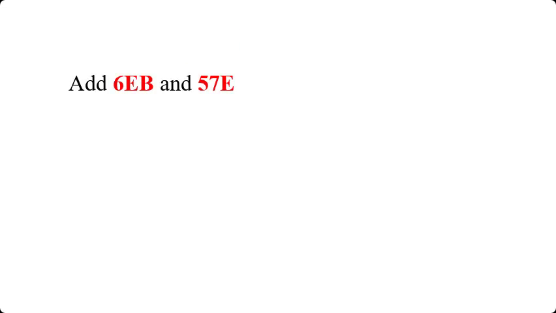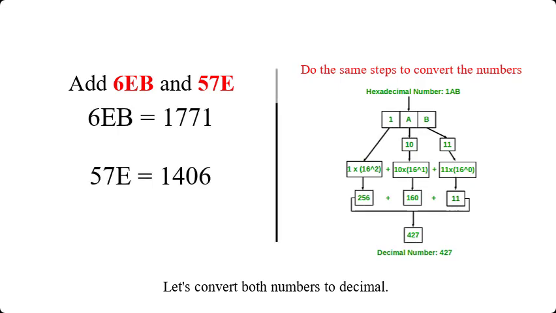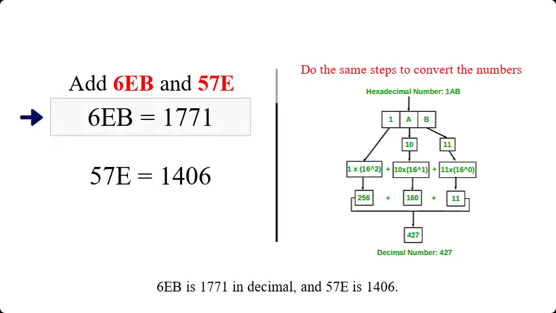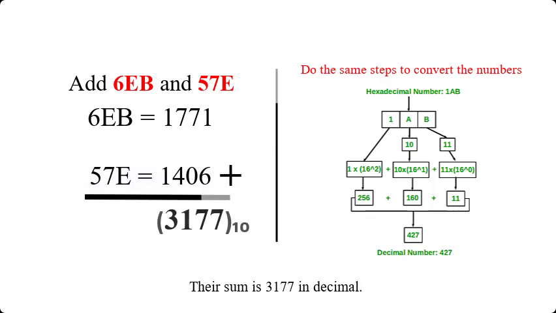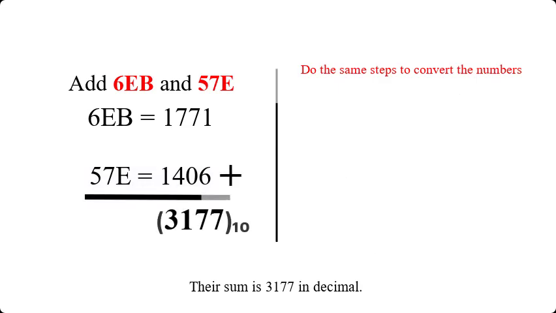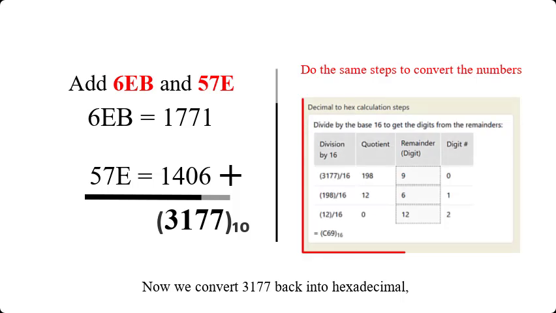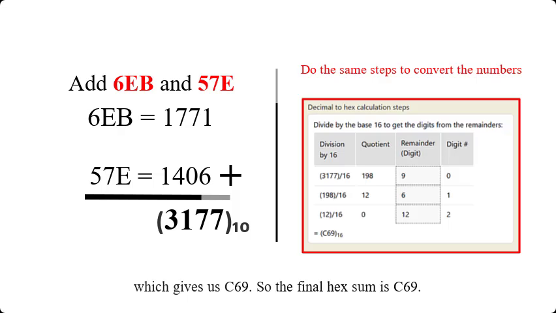Add 6EB and 57E. Let's convert both numbers to decimal. 6EB is 1771 in decimal, and 57E is 1406. Their sum is 3177 in decimal. Now we convert 3177 back into hexadecimal, which gives us C69. So the final hex sum is C69.